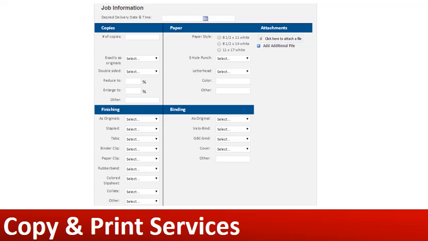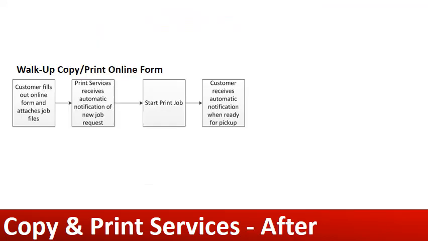Now let's take a look at the workflow, the new flow process. So the new copy and print services process goes something like this. The customer will go online and fill out a form, and they can attach the job files directly to the form, and they can attach multiple files to the form. Print services will receive an automatic notification via email of a new job request. They'll go in and they'll start the print job, and when it's done, the customer will receive an automatic notification when it's ready to be picked up.